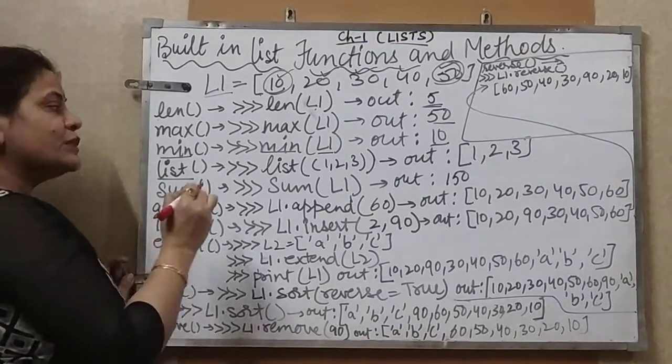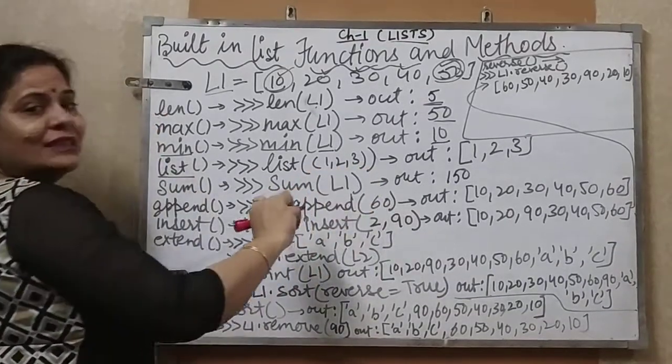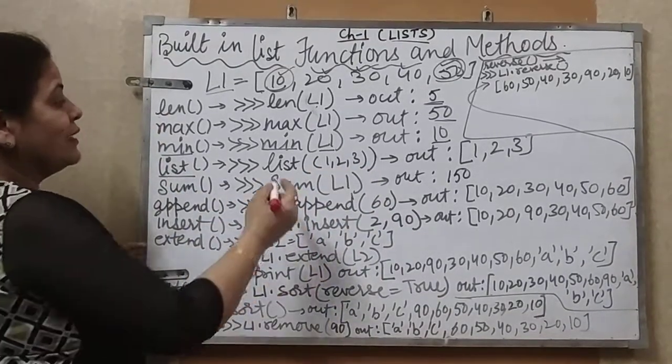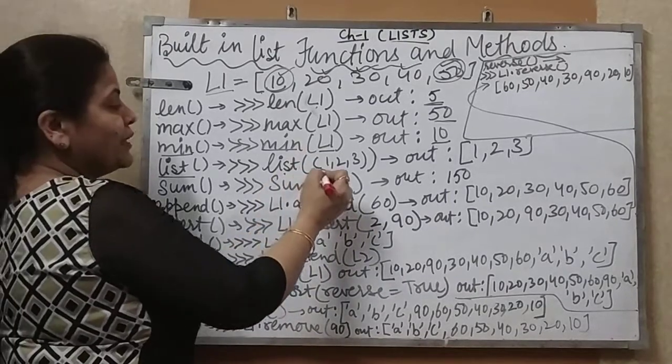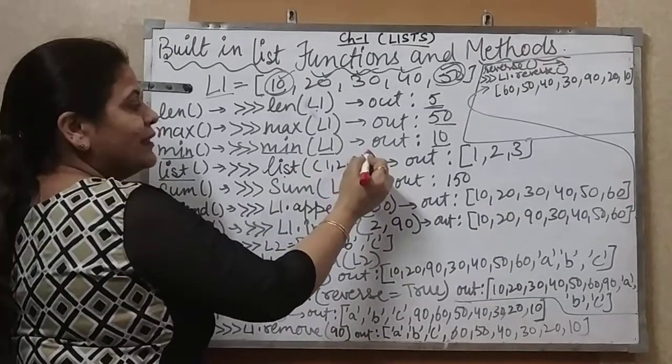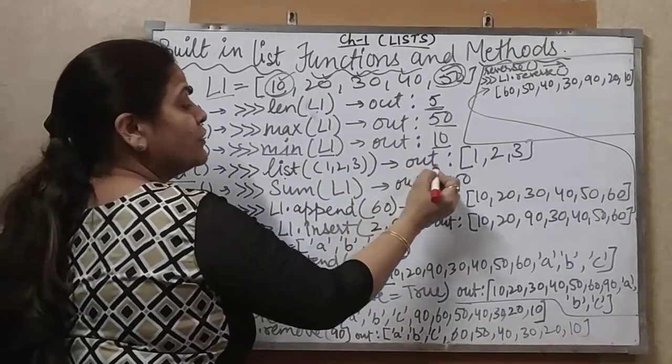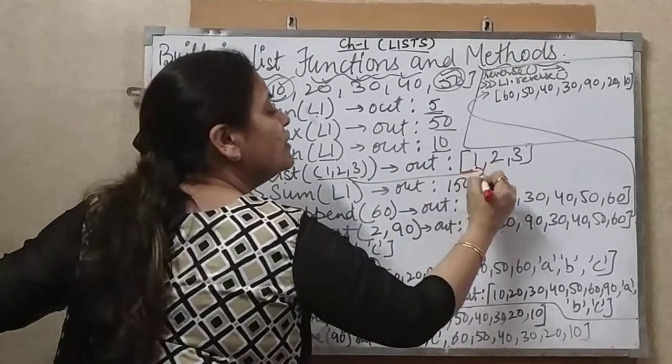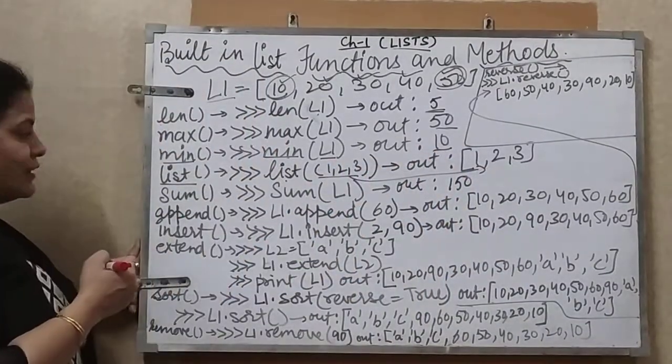List means suppose I have a tuple and I want to convert this tuple into my list, then I have to write list. Within my brackets, I have to give the tuple and then close brackets. It will give me the tuple in the form of a list. Means the tuple will be converted into my list.